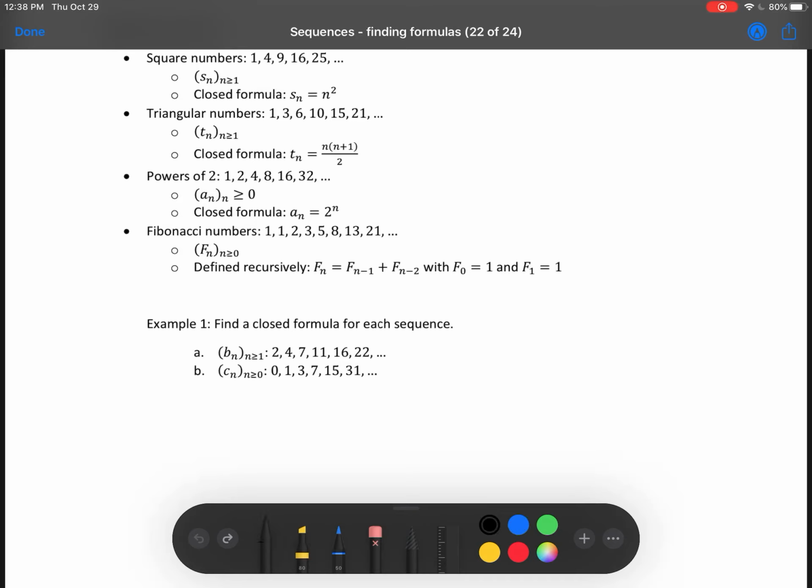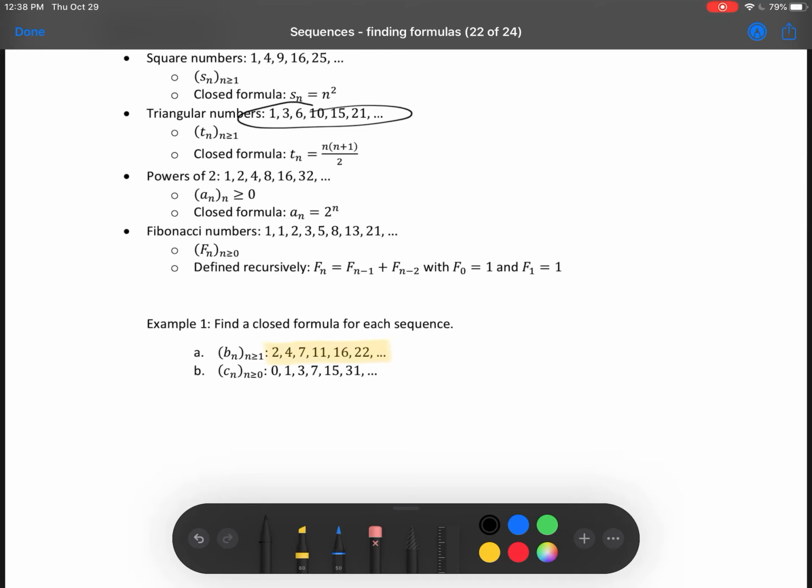All right, so we'll start down here with A, which is the sequence B sub n with n bigger than or equal to 1. So notice down here that our index starts at 1, and these are the numbers in our sequence: 2, 4, 7, 11, 16, 22, etc. Okay, so we want to compare it to these four sequences that are given to us, the ones that have known formulas. And the one that sticks out to me as being most similar is the triangular numbers up here.